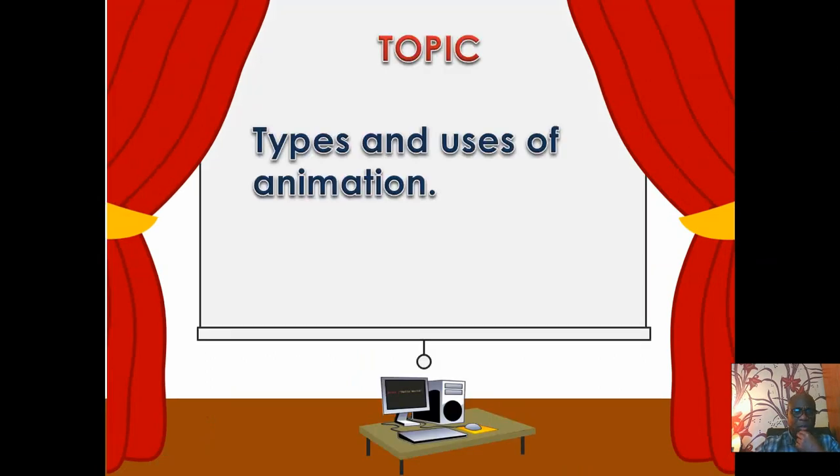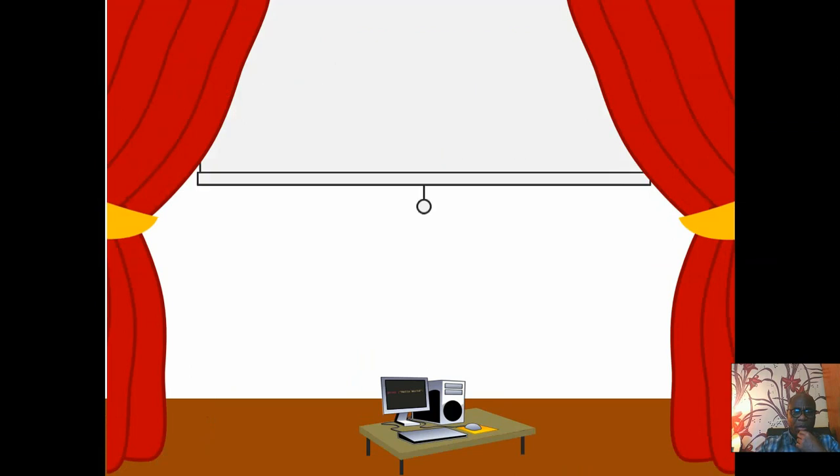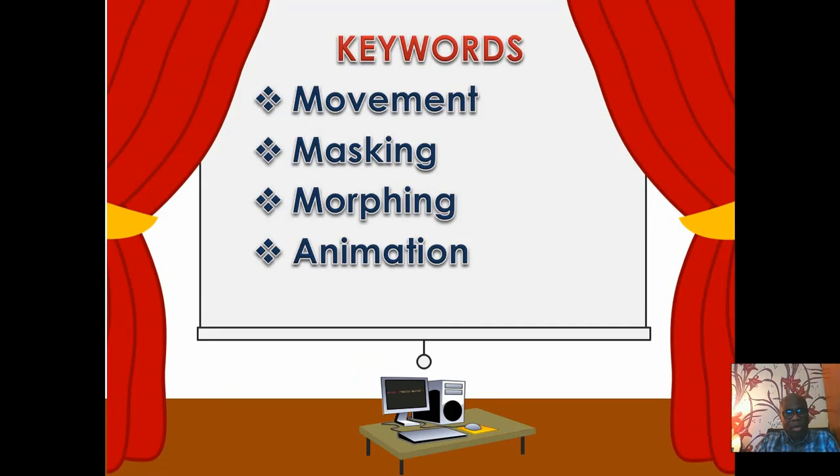So we'll be looking at what animation is all about, and the types, and of course the uses of animation. There are important keywords I want you to be familiar with: movement, masking, morphing, and animation. We're going to be focusing on three types of animation, which are peculiar to 2D animation: movement, masking, and morphing.